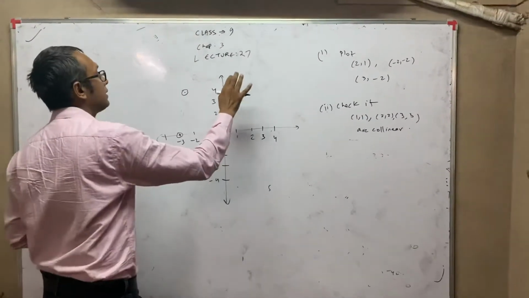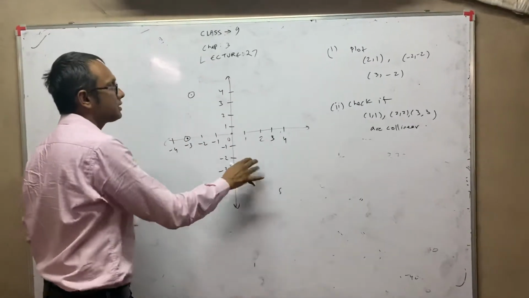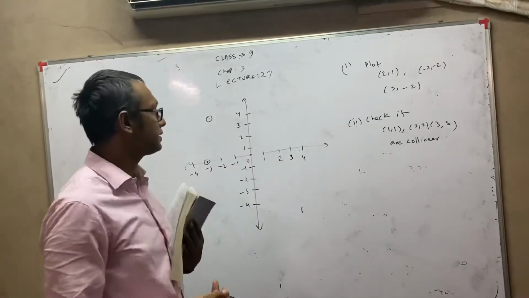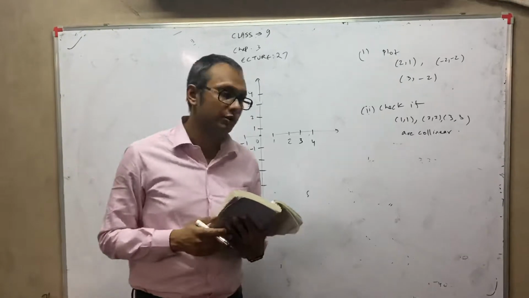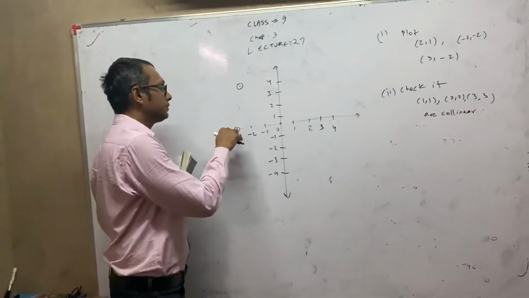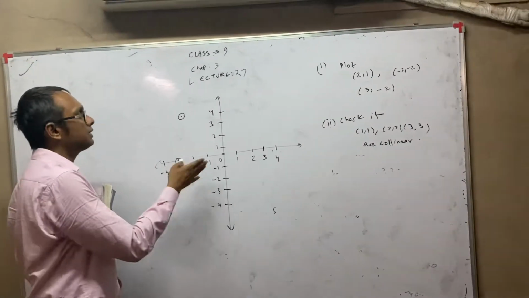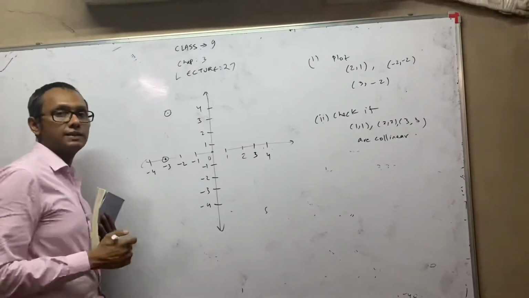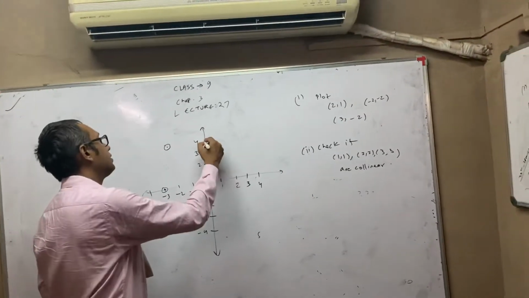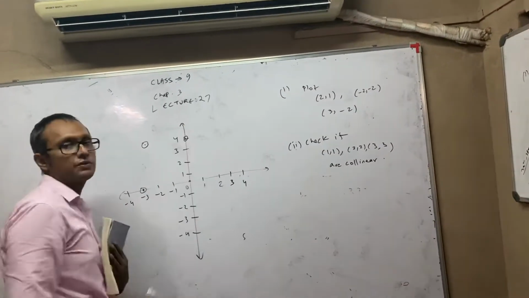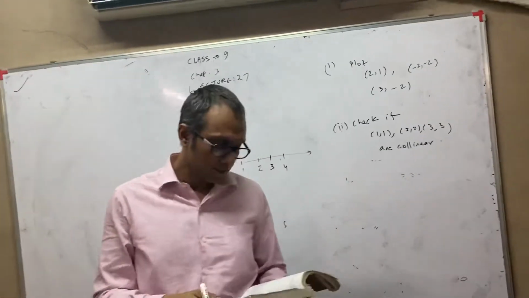If the points are in this or this, then you have to say in which quadrant it is, 1, 2, 3 or 4. Otherwise, suppose they ask for this point, you will say it is on the negative side of the x-axis. Suppose the point is here, then you will say it is on the positive side of the y-axis.